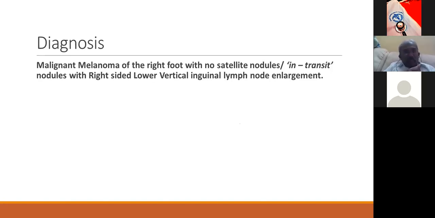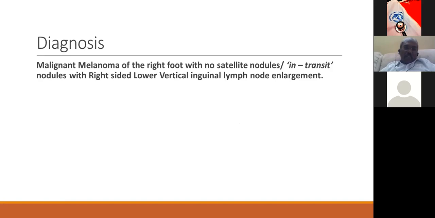N3A will be 4 or more clinically occult nodes. N3B will be 4 or more clinically palpated nodes. And N3C will have 2 or more clinically detected or occult nodes with in-transit or satellite metastasis. The other point you have to tell is matting of nodes, clumping of more than 2 nodes. That also comes under N3C. Okay, sir. All right. Very good.